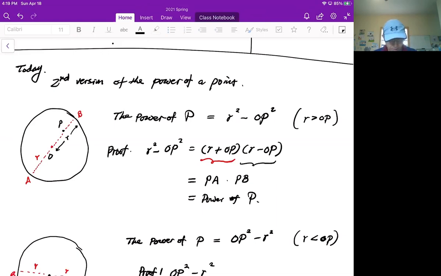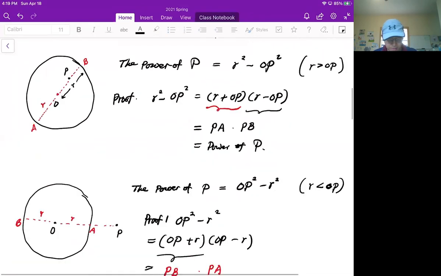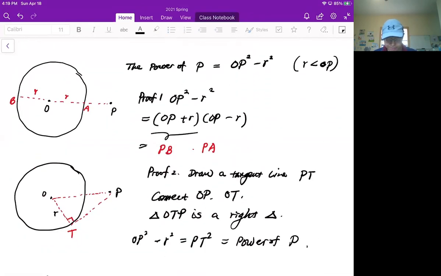So it's a difference of squares formula, right? That is for that. And the other one is for what happens if P is outside. If P is outside of the circle, then what's the power of the point? By the definition it is PA times PB, but what's PB? PB is just OP plus R, and the other one, PA, is OP minus R. Again, it's a difference of squares formula, right? So we can get that.